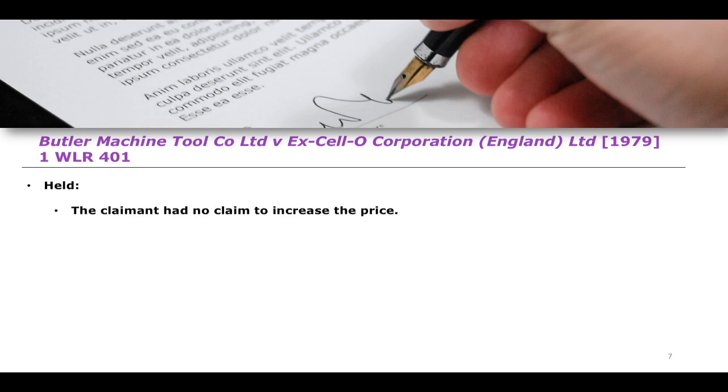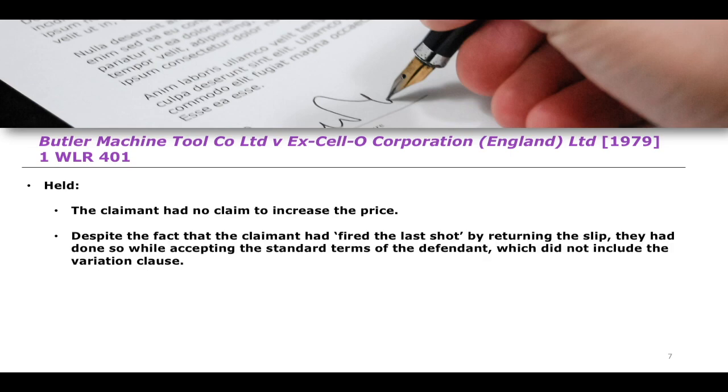It was held that the claimant had no claim to increase the price under their own variation clause, despite the fact that the claimant had fired the last shot by returning the slip. They had returned the slip, which was the defendant's contract. Okay, so despite the fact that they had fired the last shot, it is irrelevant essentially, because what they had done is fire the last shot by accepting the standard terms of the defendant's contract, and this did not include a variation clause, as a result of which they could not make a claim that there was a variation clause in the first place.